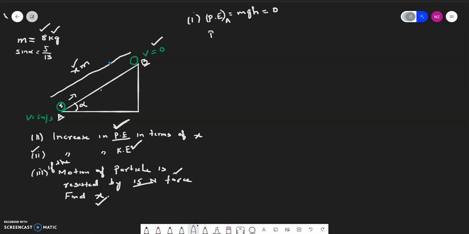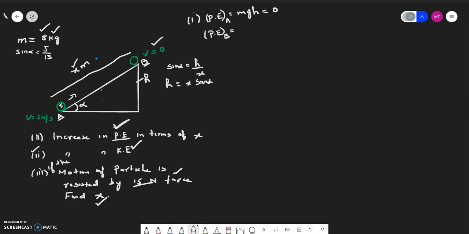Now potential energy at B. This ball is at a certain height, this h, and we can calculate this height h in terms of alpha and x. We know that in this triangle, sine of alpha is equal to h over x, and by cross multiplying we get h equal to x sine of alpha.